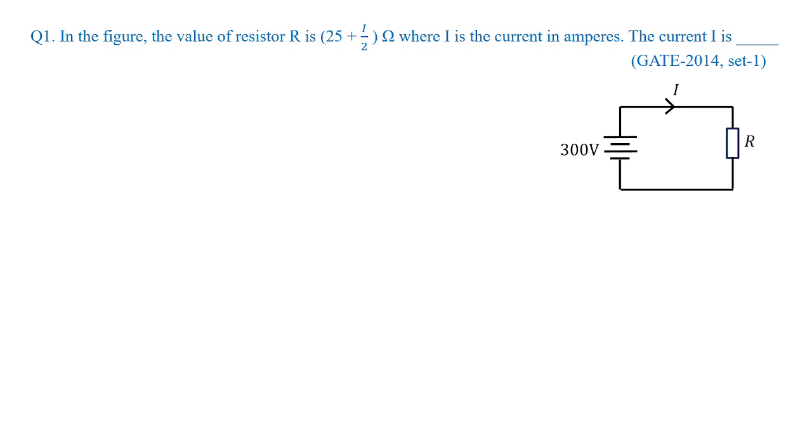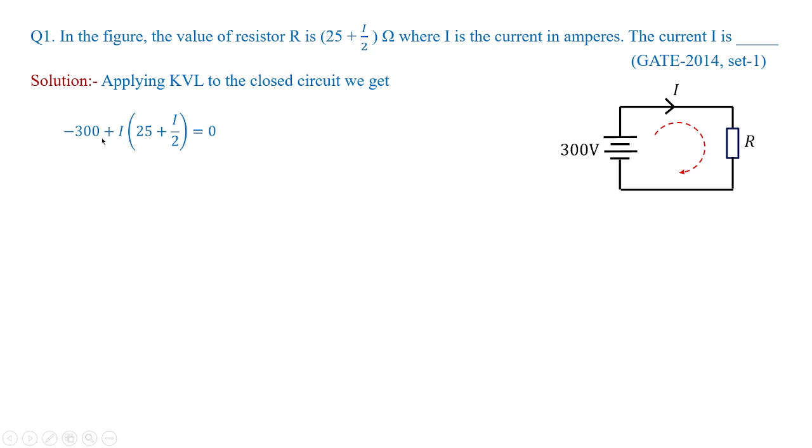This is a typical problem, and if you observe, it's a simple KVL analysis. I'm going to apply KVL to this closed circuit. So you have minus 300, plus the current I flowing in the resistance, whose value is given as 25 plus I by 2, and I'm equating this to 0 because the algebraic sum of the voltages in a closed circuit is equal to 0. This is what I have framed from the given problem.